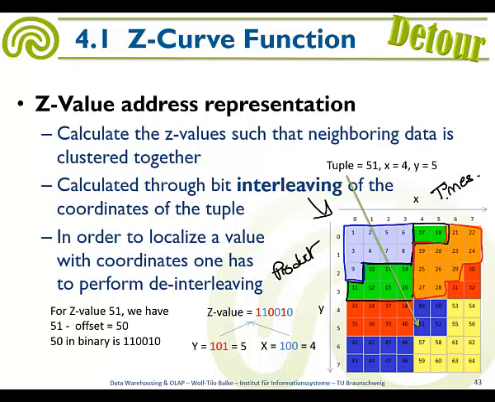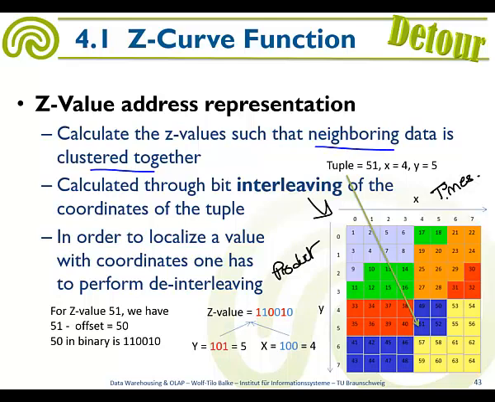Now that we've done that, we need to know how to actually go around in this linearized data. So how do I actually get from one point to the other, from one block to the other? You get these Z values as soon as you cluster the data together.